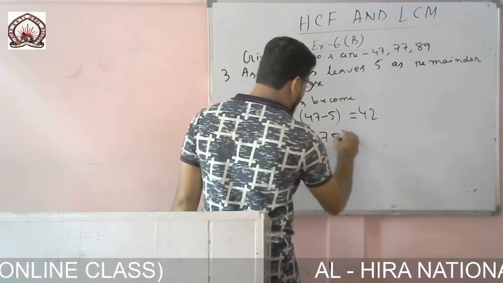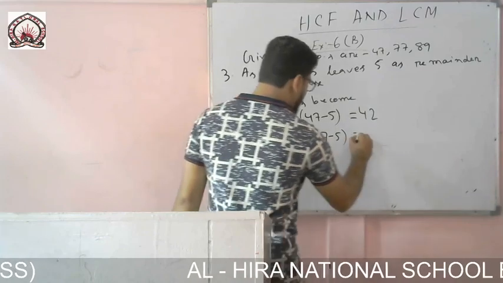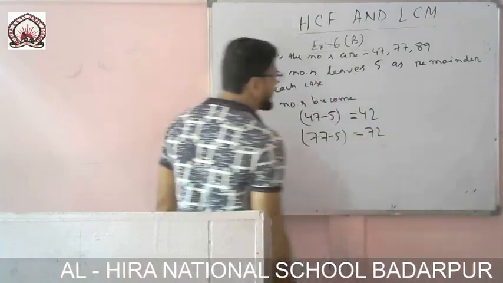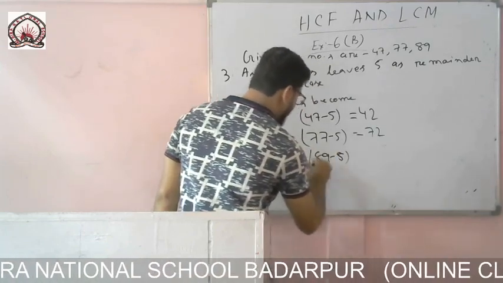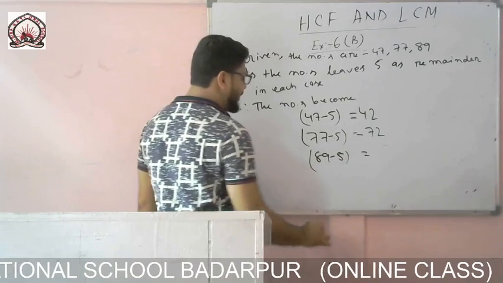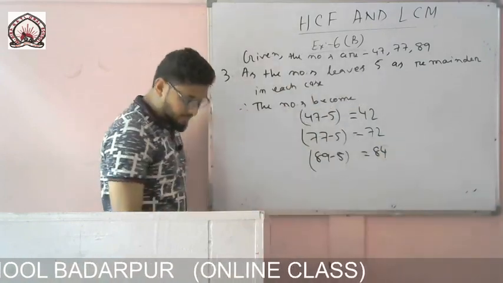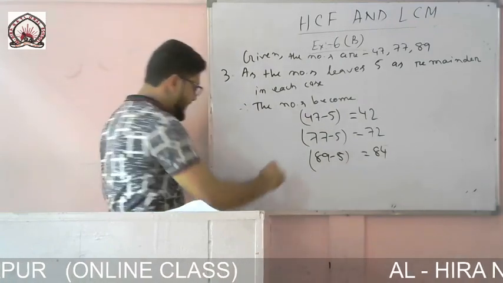Now 77 minus 5. 7 minus 5 is 2, so 72. Now 89 minus 5. 9 minus 5 is 4, so it is 84. Now write the HCF.